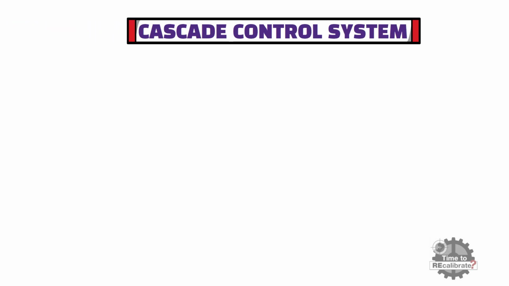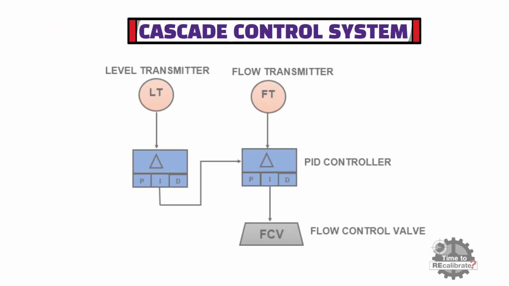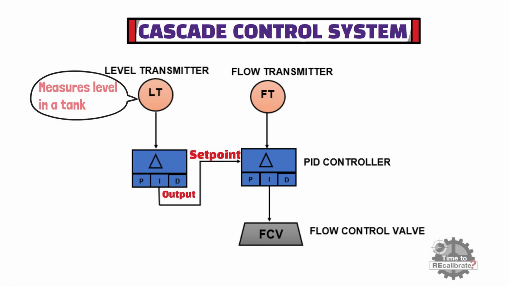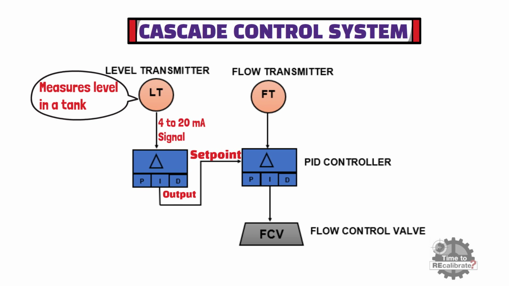Let's take a Cascade control system example to understand the functional diagram. As you can see, a sample Cascade control system diagram appears here. In a Cascade control system, the output of one controller acts as the set point for another controller to follow. In this example, a level transmitter measures the level in a tank, and sends a signal to the primary PID controller, which is also known as the level controller.